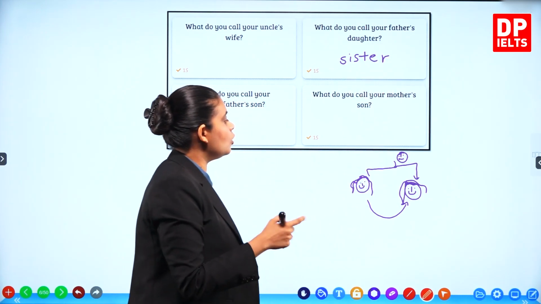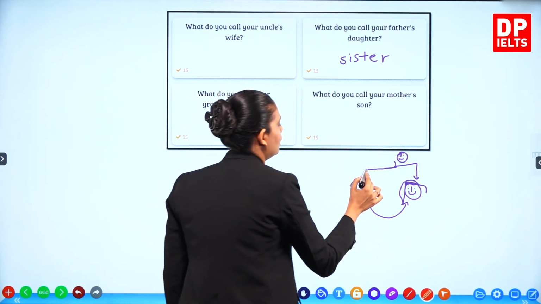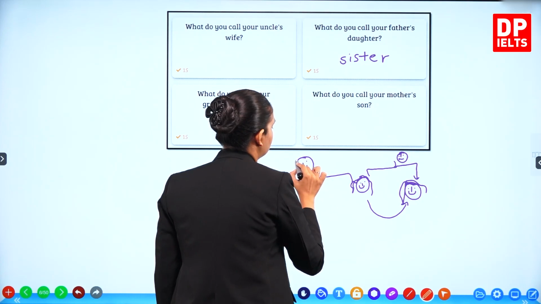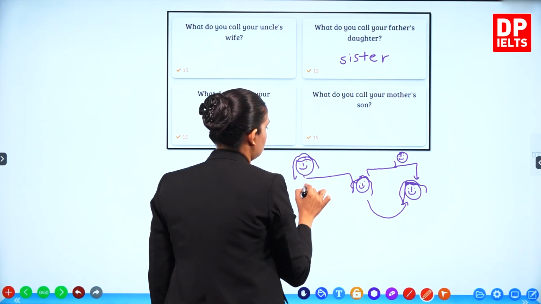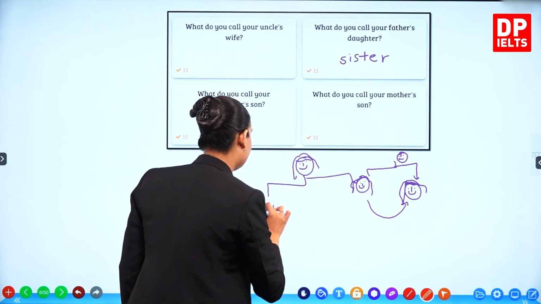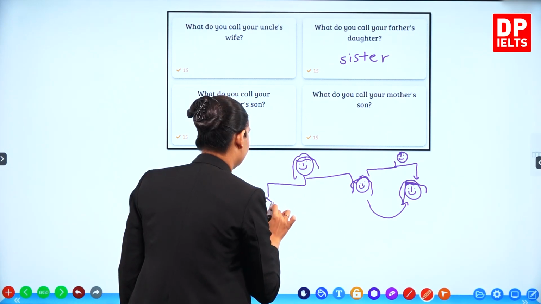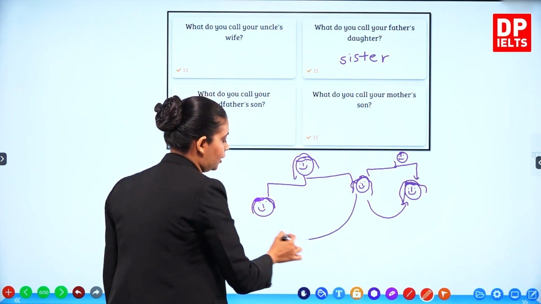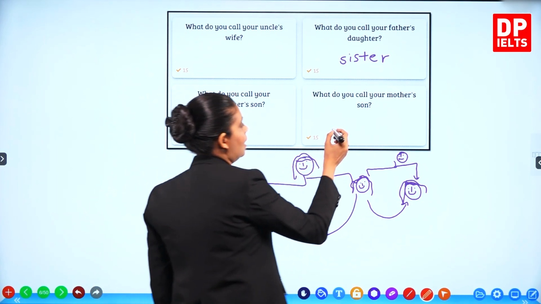What do you call your mother's son? So this is my father. Then I'm going to draw, this is my mother. So my mother has a son. So I am the daughter, this is the son. So who is that to me? My brother.